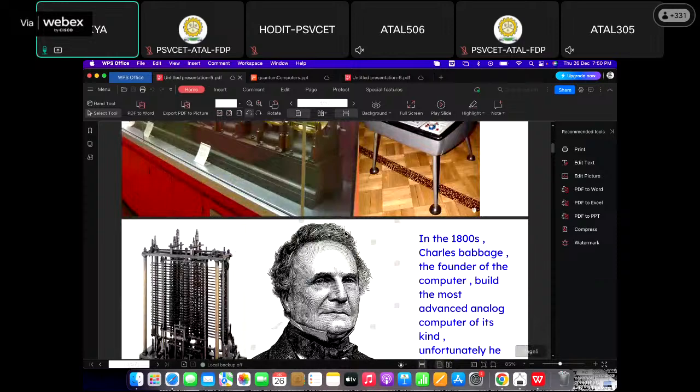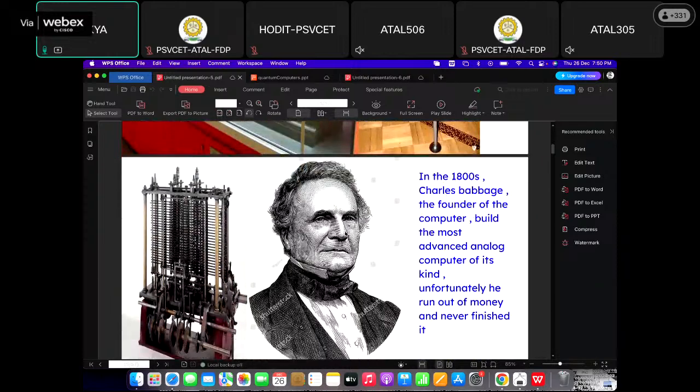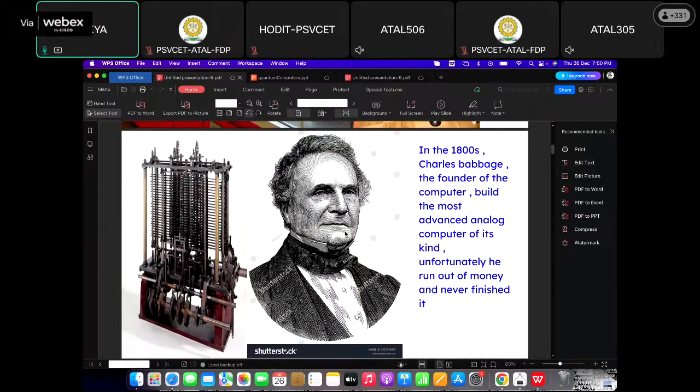Okay, now let's talk about Charles Babbage. In the early 1800s, Charles Babbage, the father of the computer, designed the most advanced analog computer of its kind. Unfortunately, he ran out of money and never finished it.